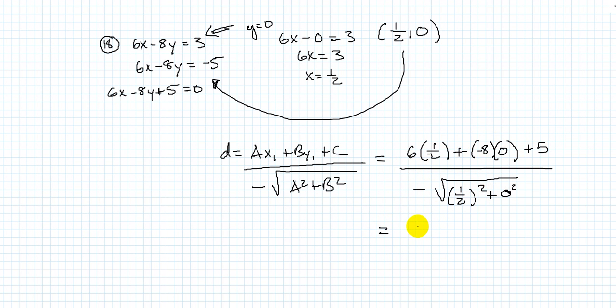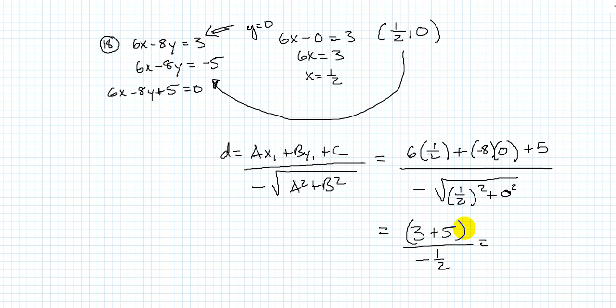And so 6 times 1/2 is 3, 8 times 0 is 0, plus 5, over negative square root of 1/2 squared. The square root of 1/2 squared is just 1/2. So here I just flip and multiply, so multiply the top by 2. And let's see, 3 plus 5 is 8, and 8 times 2 is 16. But looking at the answer in the book, it looks like I did something wrong.